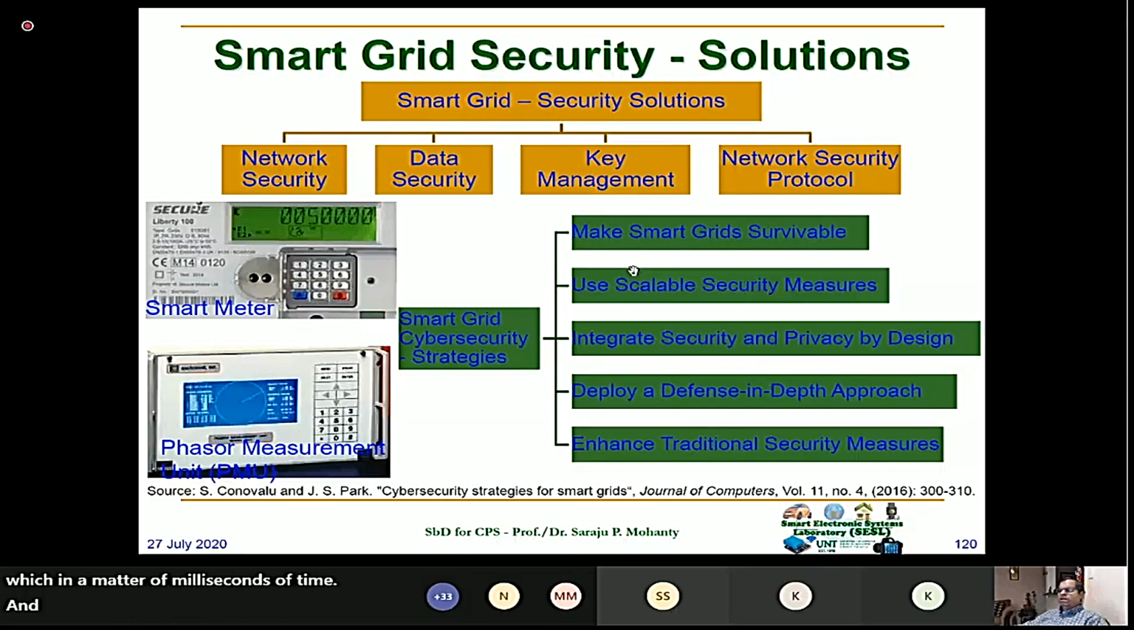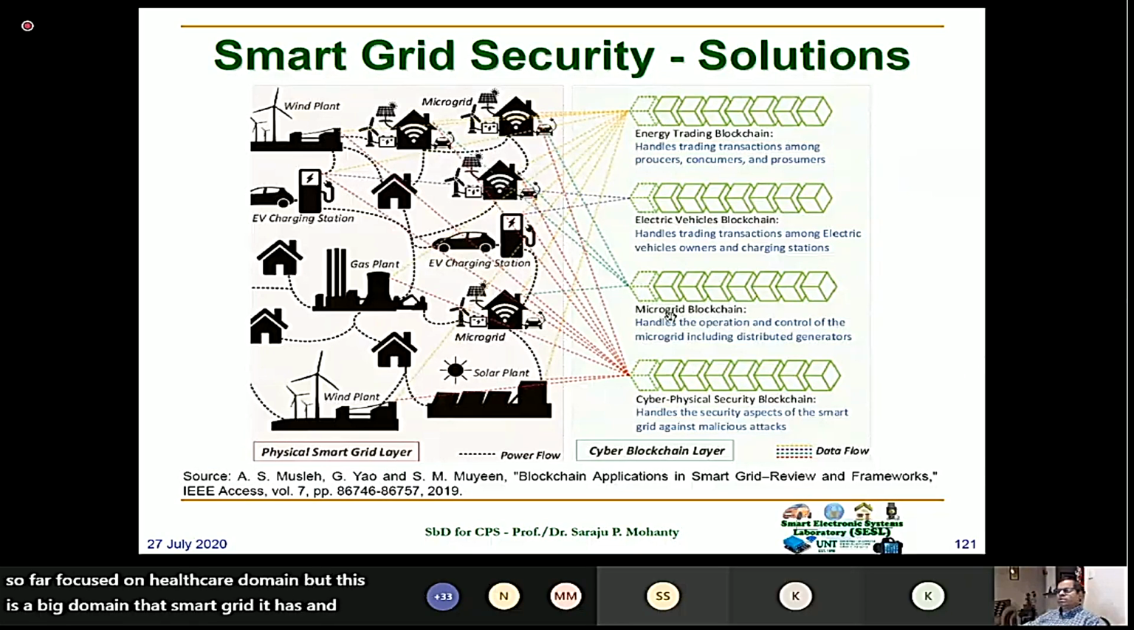And in terms of smart grid security, that is the energy cyber physical system, a lot of problems are there. People are trying, and one can solve them by using security and privacy by design. Those things one can definitely introduce here, and we haven't done this. Mostly we have so far focused on the healthcare domain, but smart grid is a big domain, and we will explore these ideas.